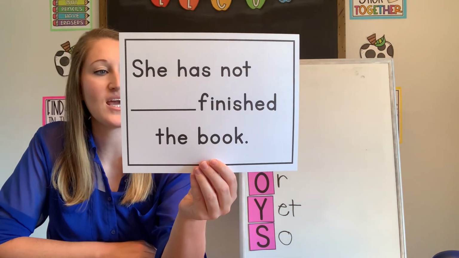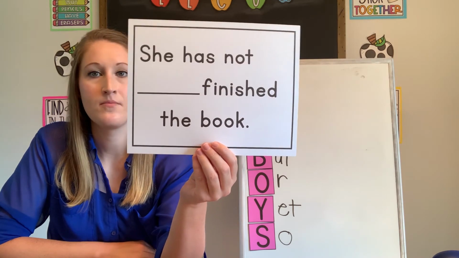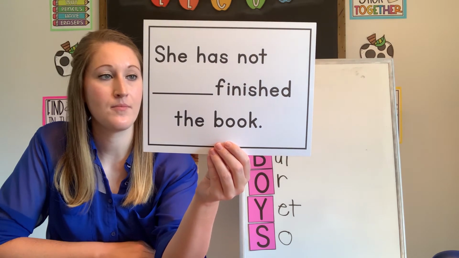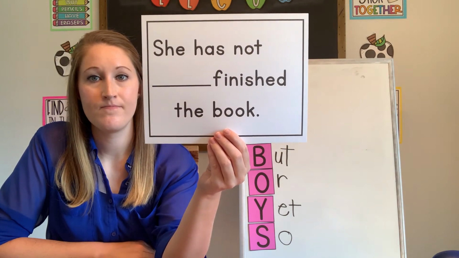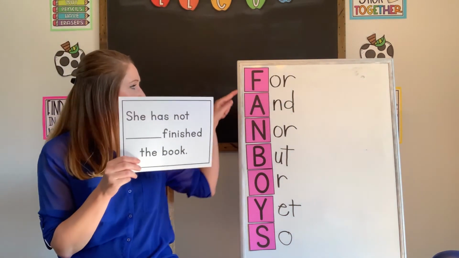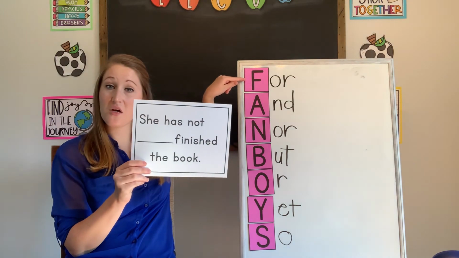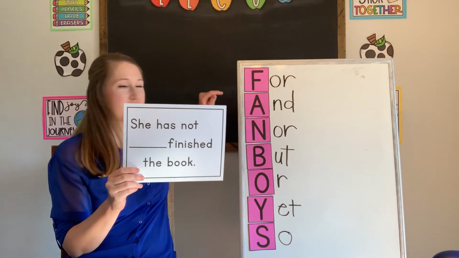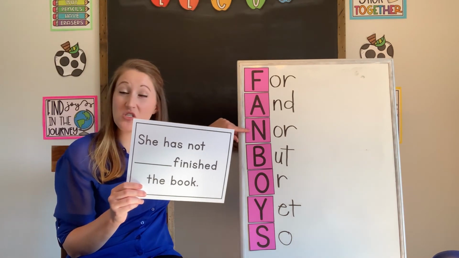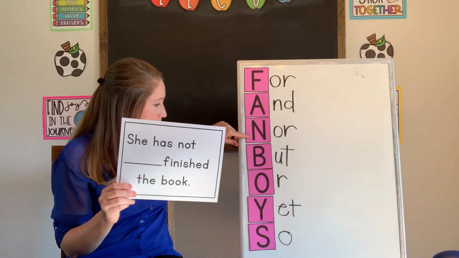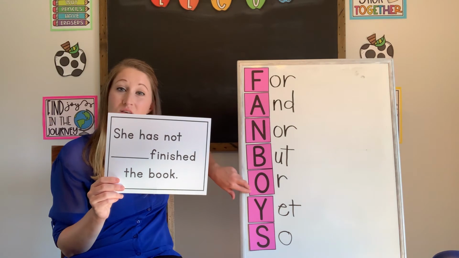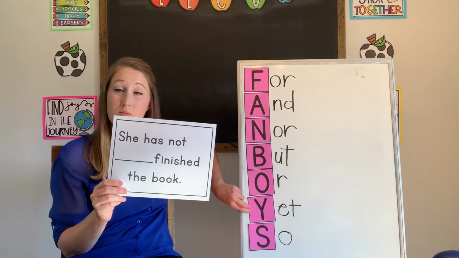She has not blank finished the book. It's kind of a tough one, isn't it? Let's see if we can fit some words in. She has not and finished the book. She has not nor finished the book. She has not but finished the book. She has not or finished the book. She has not yet finished the book.